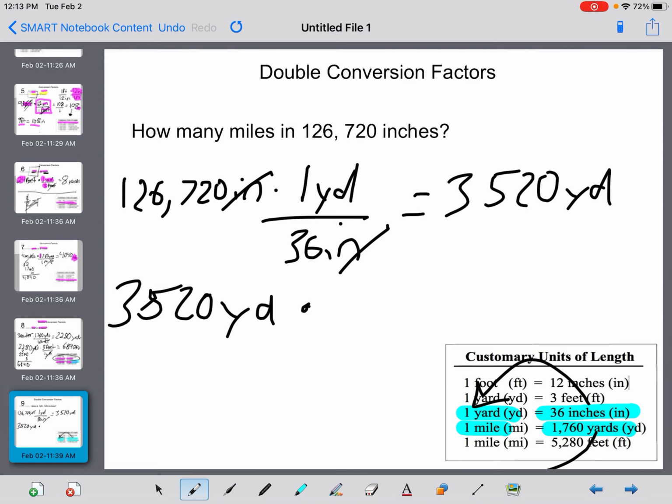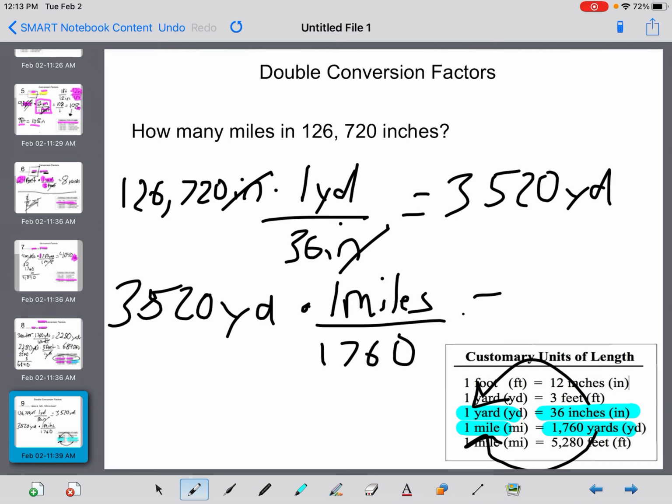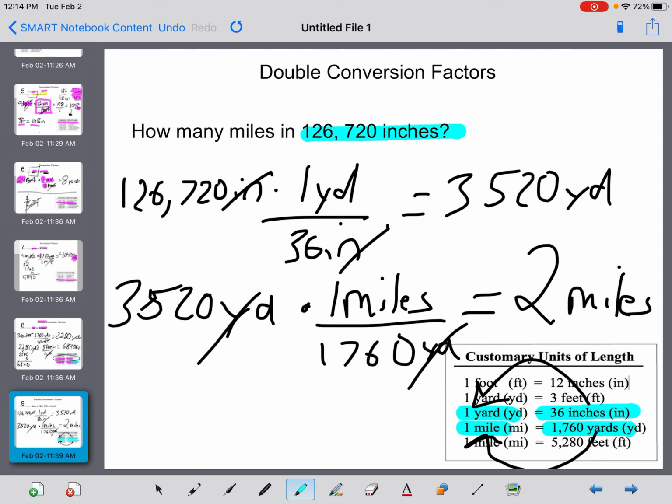I'm not done because I want to know my miles. So I write out what I have, 3,520 yards. And now I want to go from yards to miles. So remember, the one that I want to know, the miles, goes on top. And then I'm going to divide by 1,760. So then I would calculate that out. I would divide by 1,760, and I end up with 2 what? 2 miles. Because if I remember to put my yards here, those would cancel out.